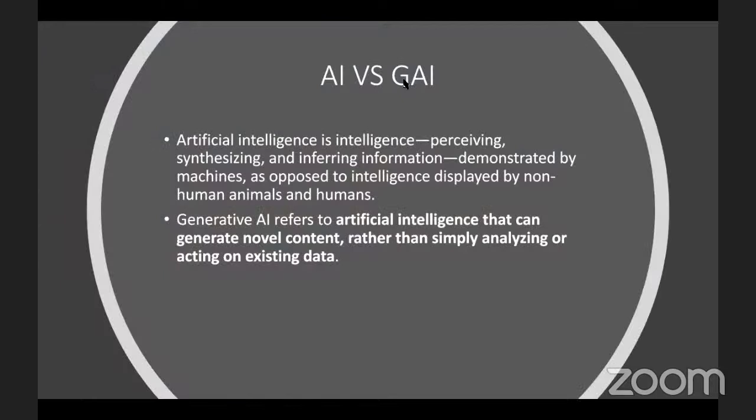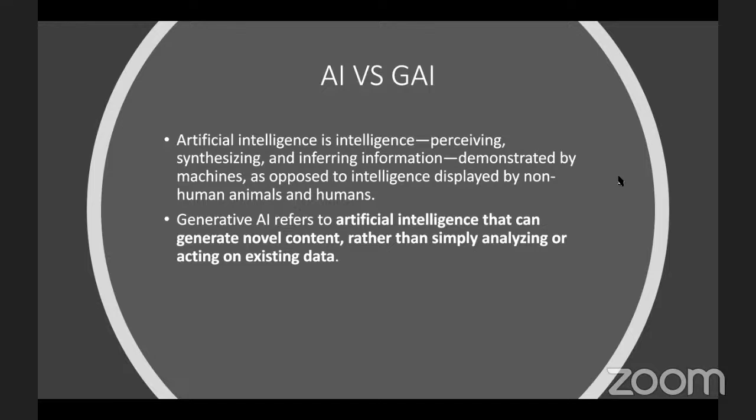So OpenAI, first we need to basically identify artificial intelligence and see what OpenAI is. So artificial intelligence is intelligence perceiving, synthesizing, and inferring information demonstrated by machines, as opposed to intelligence displayed by non-human animals and humans.